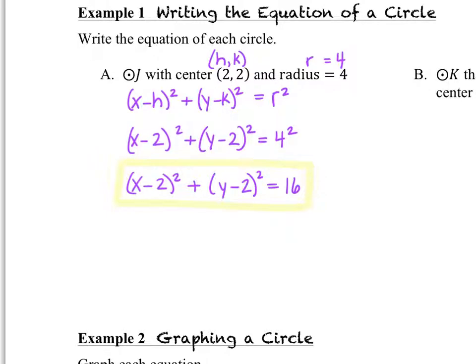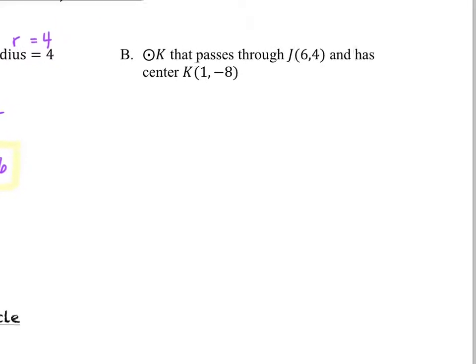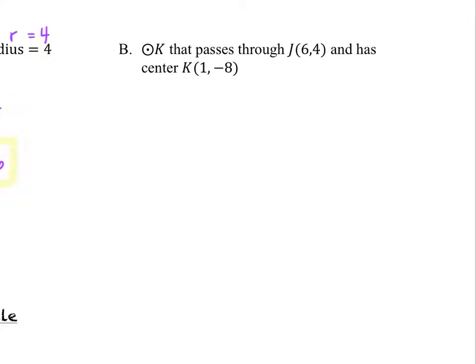On the next question, question B, we have different information given to us. This time we see that we have a circle K that passes through a point J and has a center K. So this time we've been given slightly different information. They've given us a point on the circle and the center of the circle, which I'm going to label as h, k. What they haven't given us this time is the radius.